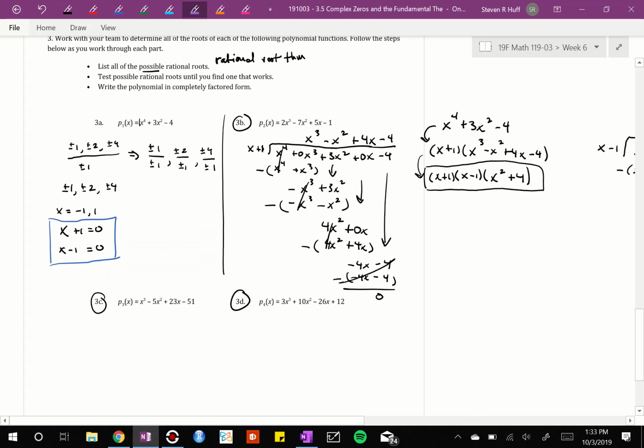But that is the full process that you would have to go through in order to find a completely factored form and all roots, right? Both real and complex.